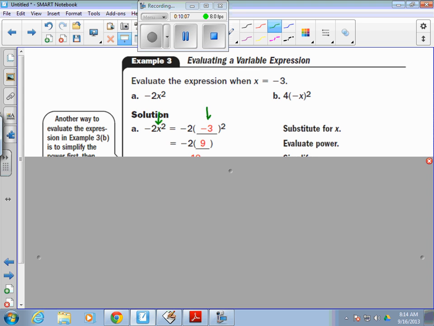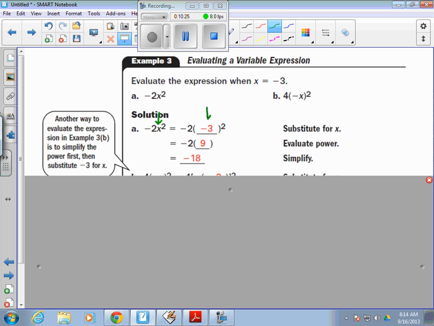So negative 3. Now notice it's in parentheses now. Anytime you substitute something in or you plug something in, you treat it as if it goes inside parentheses. Now it's negative 3 times negative 3, which gives you a positive 9. So you're left with negative 2 times a positive 9. That has an odd amount of negative factors, or there's only one negative factor, so it's going to give you a negative value at the end, and 2 times 9 is the value 18.